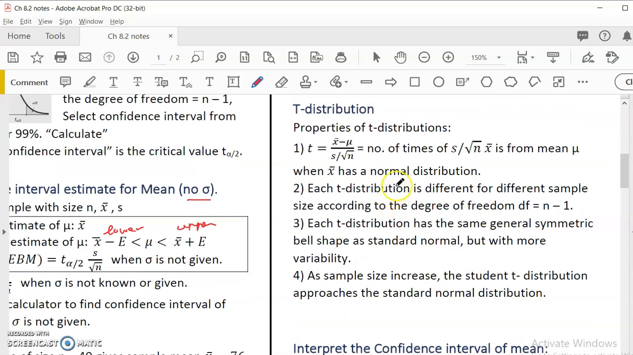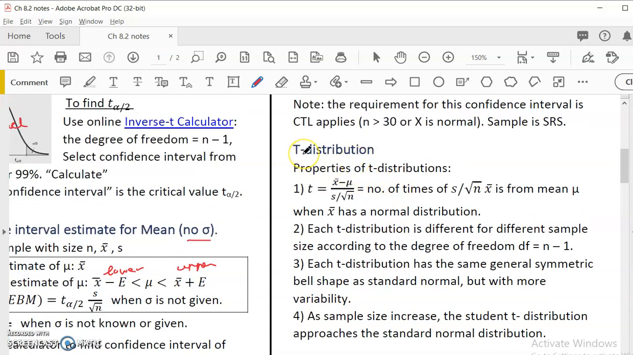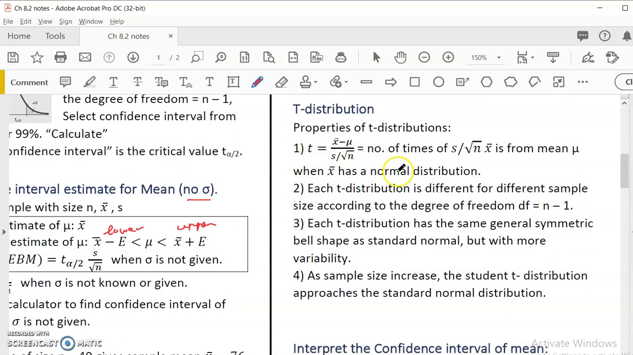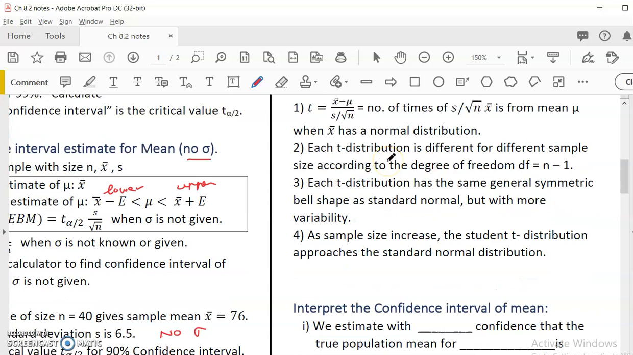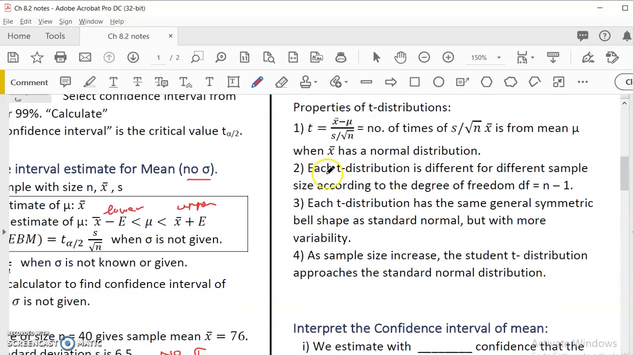Let's look at more details on what a T distribution is. So the T distribution is, what is it? It is the number of times S over square root n that X bar is from mu. So basically it's a statistic of X bar minus mu over each tick mark being S over square root n, if X bar has a normal distribution. So the T distribution is different for different sample sizes. So it has a degree of freedom called n minus 1.